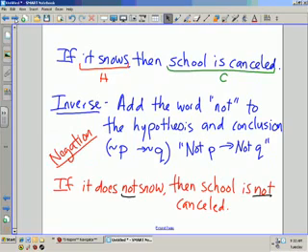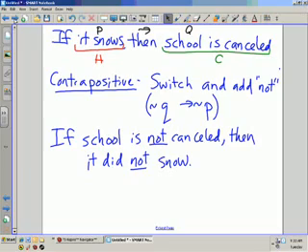If it does not snow, then school cannot be canceled. This is now the inverse. If it doesn't snow, let's say it rained, school can still be canceled. So in this situation, it raining or a power outage would also be a counterexample to this. This would be an example counter to the information given. Finally, the contrapositive. If school is not canceled, then it did not snow. So basically, if we are in school, then we know it didn't snow too hard. That's a true statement.